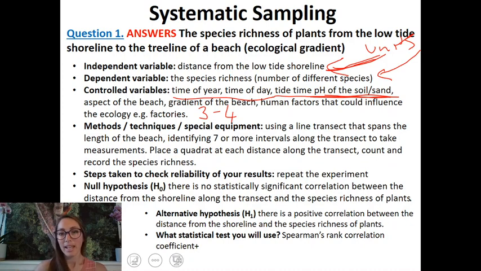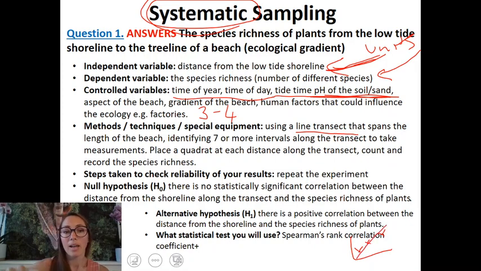Methodology, so as we said, this is a form of systematic sampling that we're going to use here. So we're going to set up a line transect that spans that beach, and because it's a line transect, the data that we're going to be getting is going to be plotted on a line chart. Okay, so we're going to be looking at a correlation. So for Spearman's rank correlation coefficient, again, you do more next week, you need 7 or more intervals along that transect. Okay, so between sort of 7 and 30 generally.